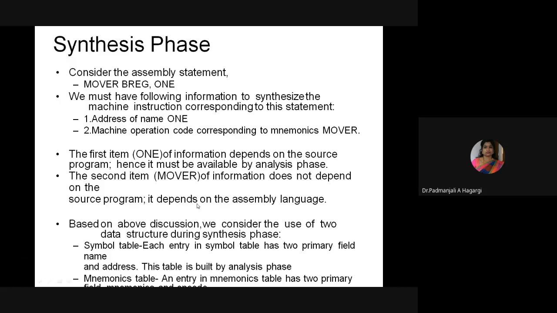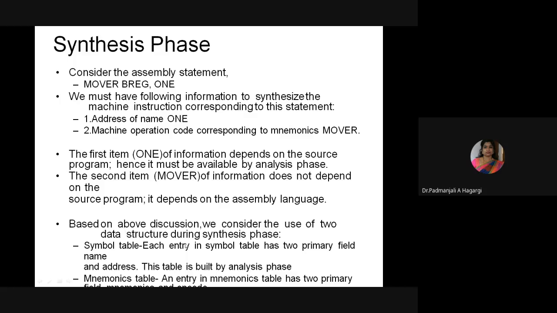The second item, the machine operation code of MOVER, does not depend on the source program. It all depends on the assembly language. Because if it is 8086, the opcode of this may be 001, and if it is 8085, the opcode of this may be something different. So it all depends on the assembly language.